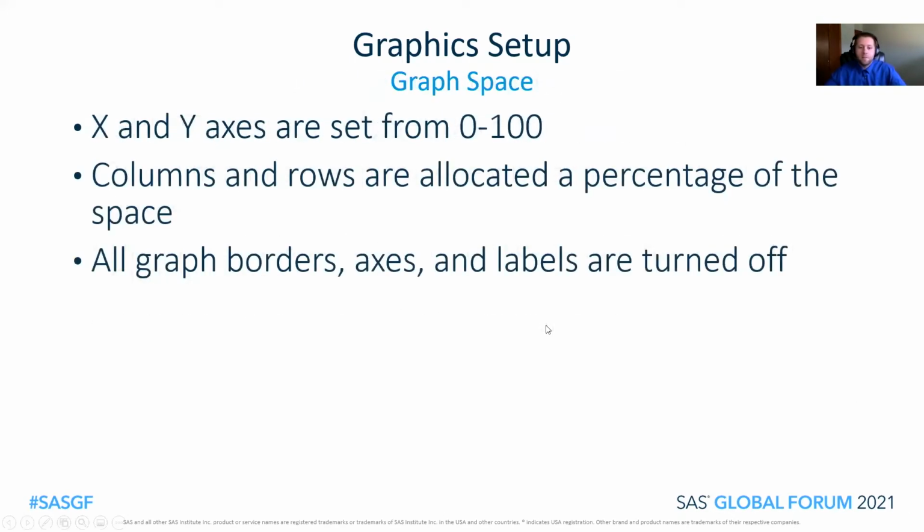The graph space is set up to be from 0 to 100 on both axes. The columns and rows are then able to be allocated a percentage of space, which just seems to flow easier. All graph borders, axes, and labels are turned off just to make that nice clean look, and we don't actually need any of those for the consort.